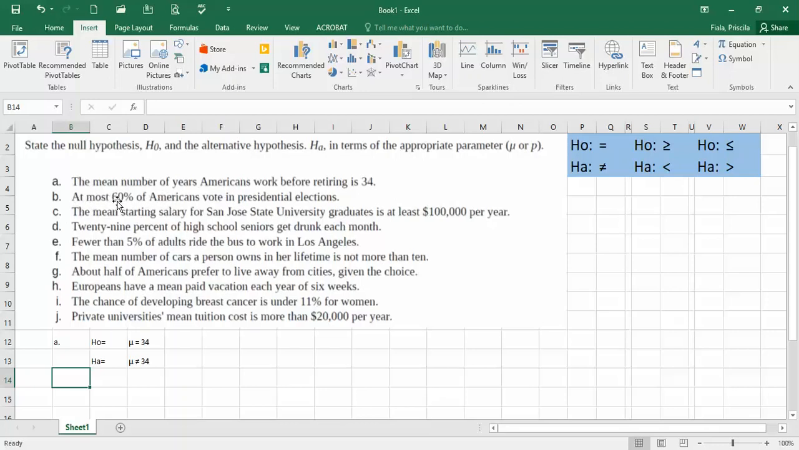Okay, so at most 60 is telling you it includes 60, no more than 60, but including 60, of Americans vote in the presidential elections. Which one here is less than or equal? Well, if you remember, all the null hypotheses are the ones with the equal sign, so we're going to be using these two statements right here. So B would be your null hypothesis, and it's going to be your proportion.